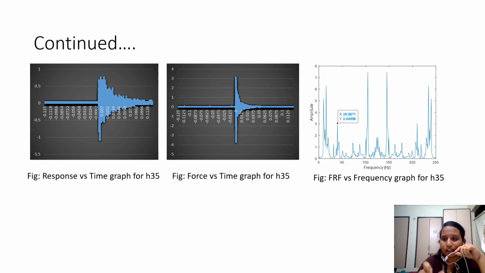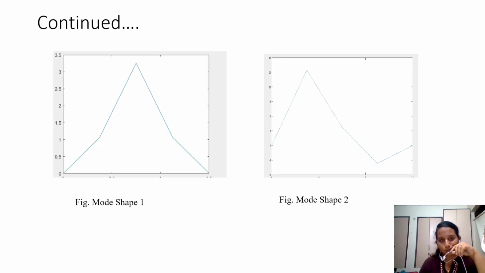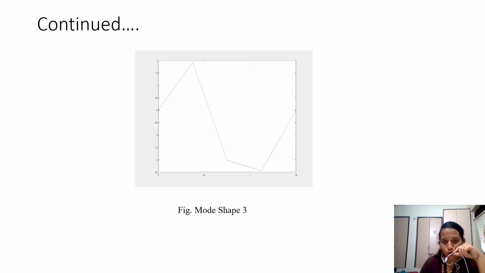So here 3 is the sensing data of the structure. The fifth one is the hitting position. This is how I got the response versus time, force versus time, and the FRF versus frequency. These are the data I have collected for every hitting position, like 4 hitting positions, and these are the mode shapes I have got from my response. This is mode shape 1, mode shape 2, and this is mode shape 3.